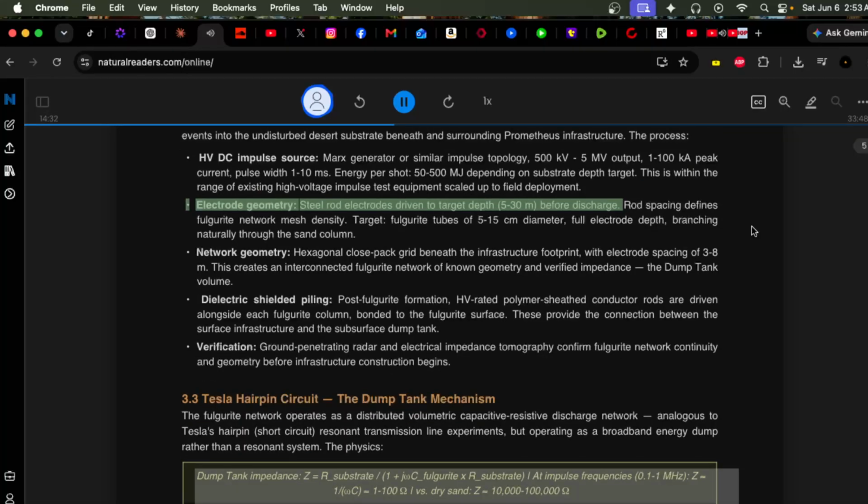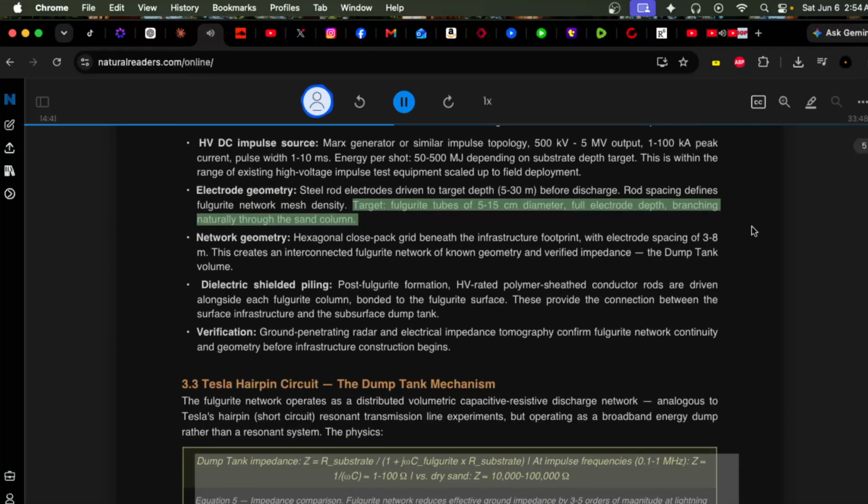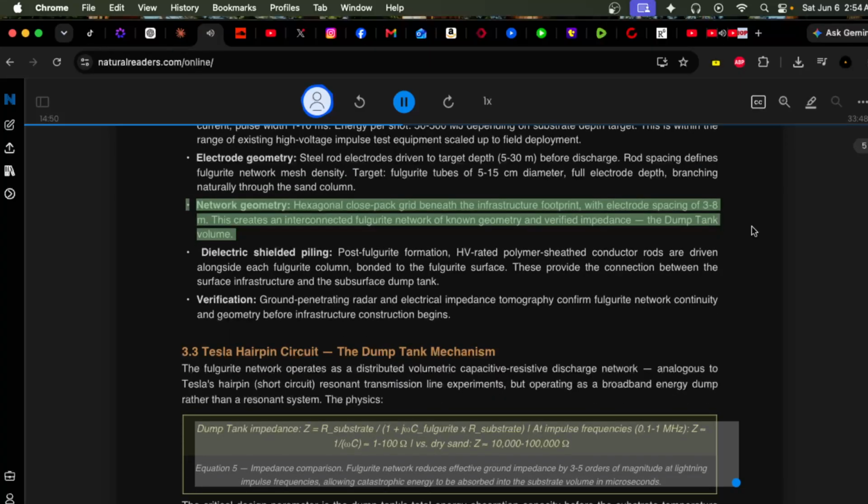Electrode geometry: steel rod electrodes driven to target depth before discharge. Rod spacing defines fulgurite network mesh density. Target: fulgurite tubes of 5 to 15 centimeters diameter, full electrode depth, branching naturally through the sand column. Network geometry: hexagonal close-pack grid beneath the infrastructure footprint, with electrode spacing of 3 to 8 meters. This creates an interconnected fulgurite network of known geometry and verified impedance, the dump tank volume.